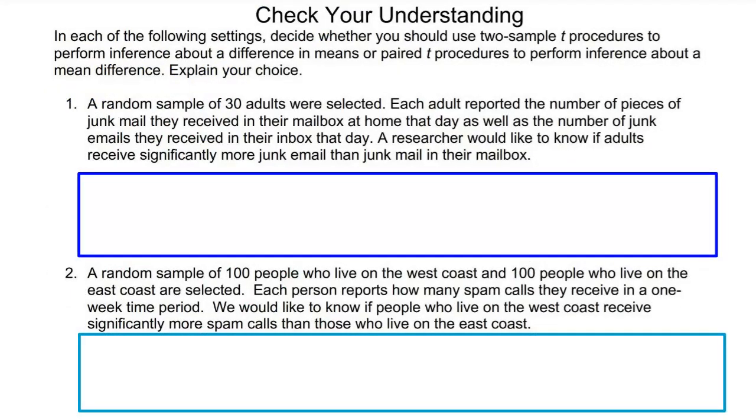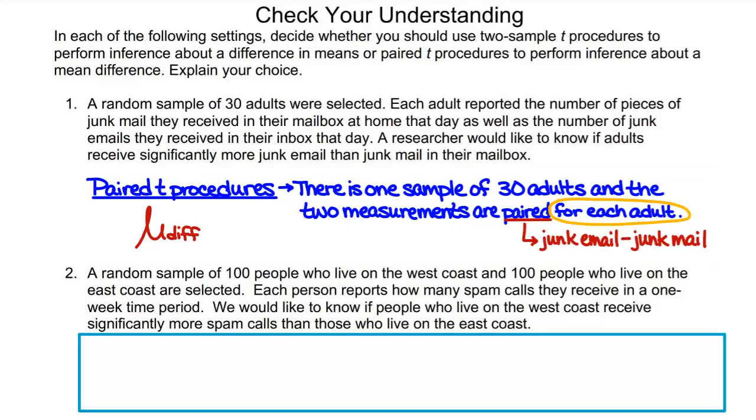All right. Number one, would this be a mu diff, a paired? Or would this be mu1 minus mu2, a two sample? Yes, this is a mu diff. This is paired t procedures. There's one sample of 30 adults, and each of those adults has two measurements: number of junk emails, and those are paired for each of the individuals.